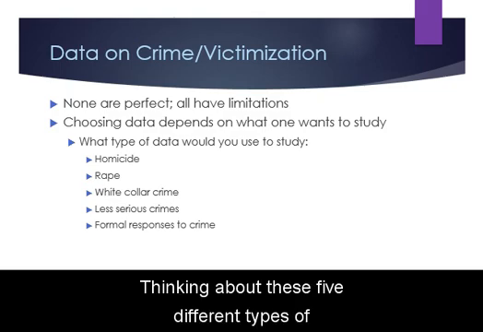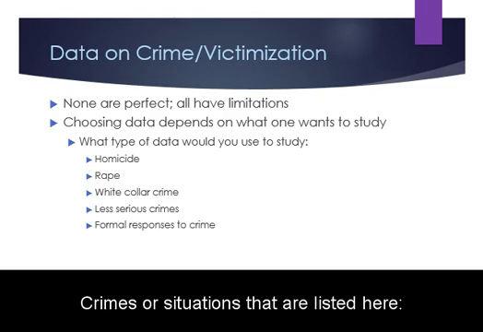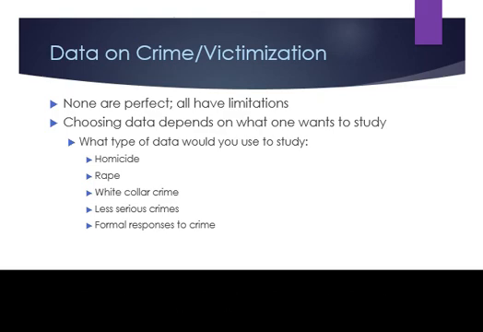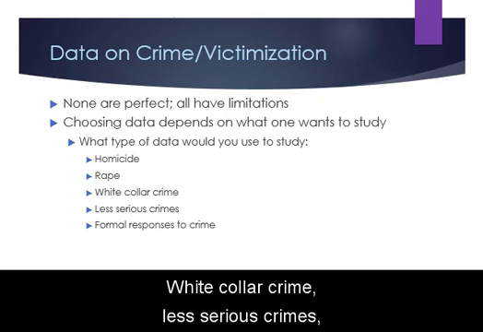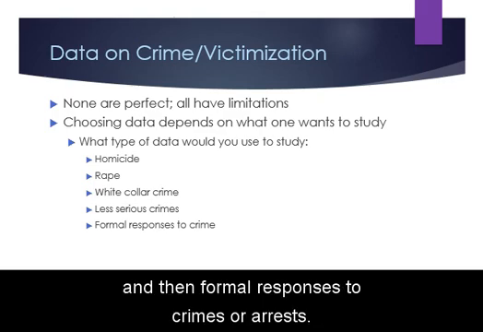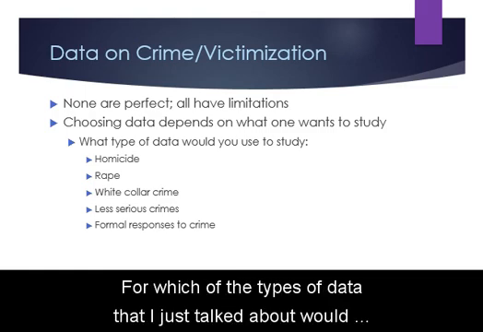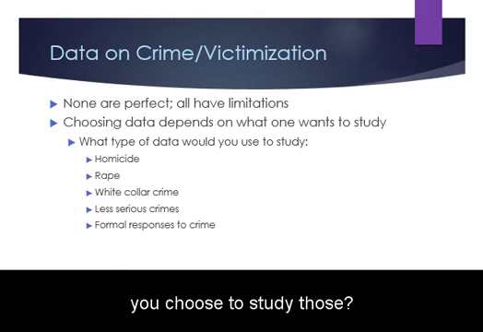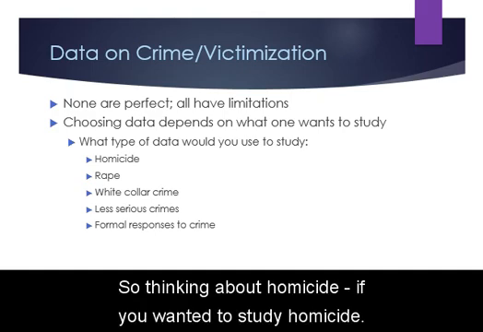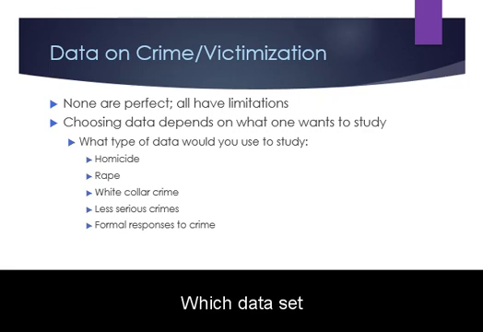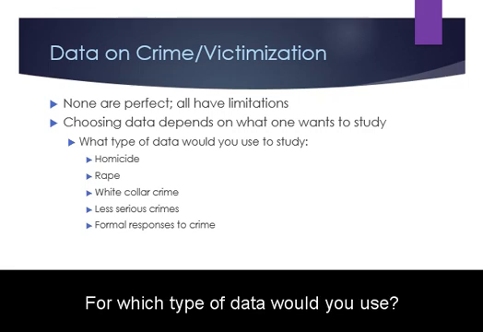So, thinking about these 5 different types of crimes or situations that are listed here: homicide, rape, white-collar crime, less serious crimes, and then formal responses to crimes or arrests. Which data set, or which of the types of data that I just talked about, would you choose to study those? So think about that, and I'll go through them here just in a second. So thinking about homicide, if you wanted to study homicide, which data set or which type of data would you use?